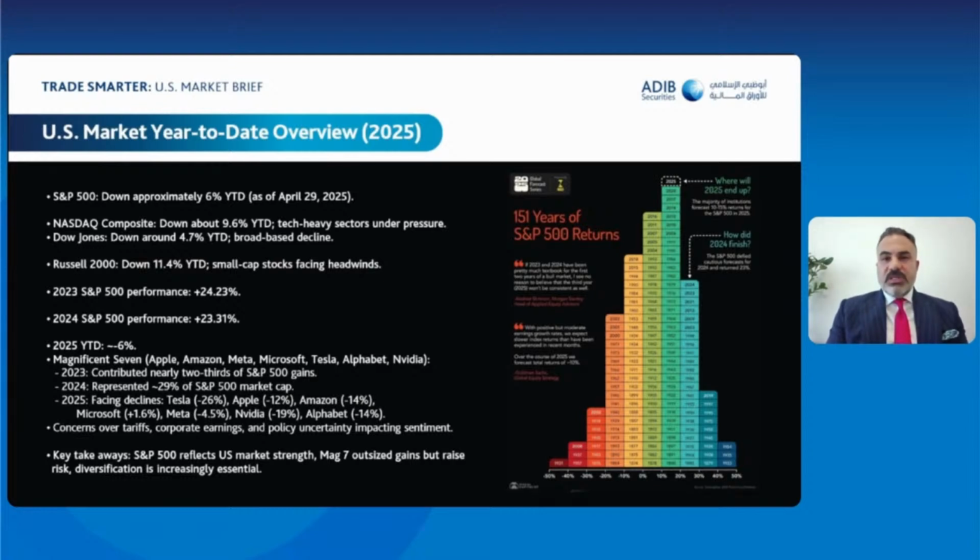Now, on the right side, you see 151 years of S&P returns, just to give you a snapshot of how the S&P has performed over time. There's more green than red. The orange and red are the negative years, and the green and blue ones are the positive years. There are a lot more positive than negative, and we hope that 2025 will be in the green and in these positive sectors as well.